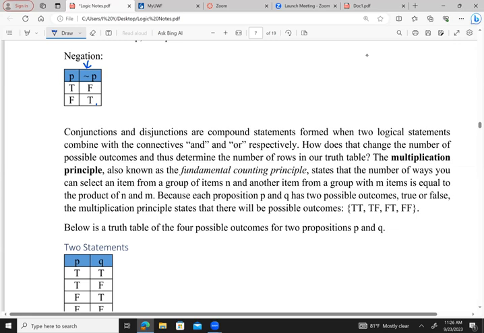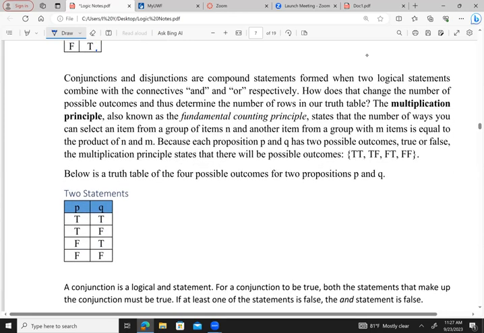Because each proposition P and Q has two possible outcomes, true or false, the multiplication principle states that there will be possible outcomes true, true, true, false, false, true, and false, false. Below is a truth table of four possible outcomes for two propositions P and Q. And the way to do this is systematically. We have P true, Q true; P true, Q false; P false, Q true; and P false, Q false.